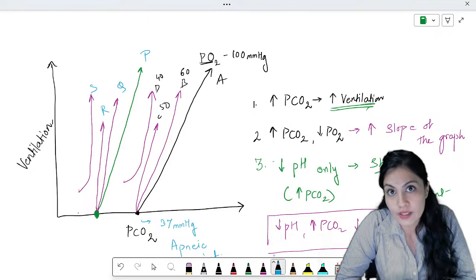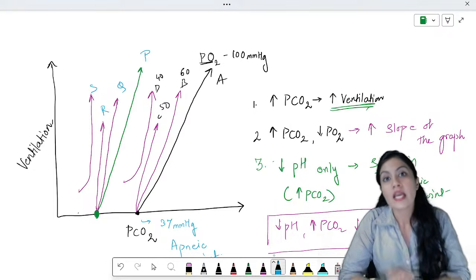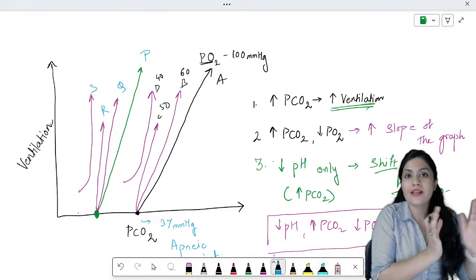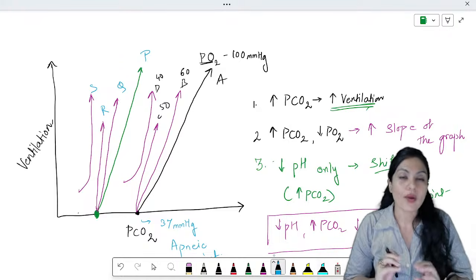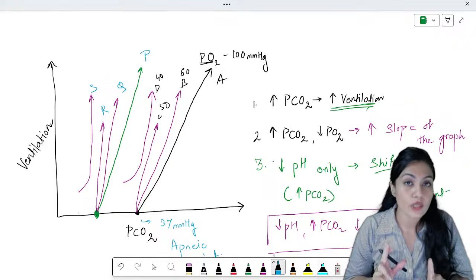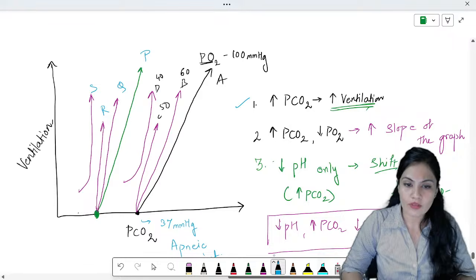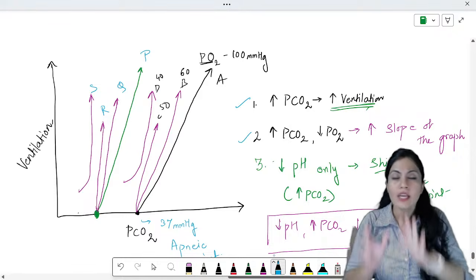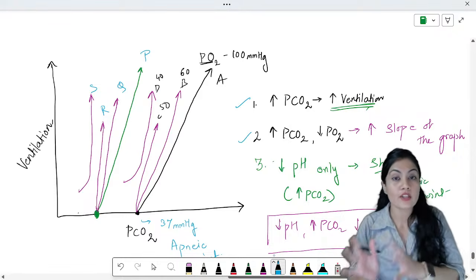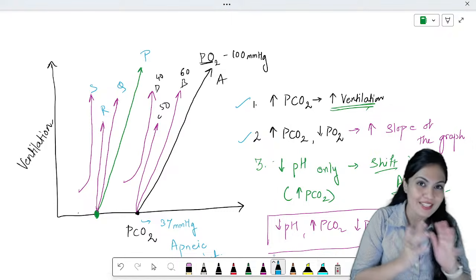Now what will happen? If there is hypoxia, hypercapnia with acidosis, everything is going to shift towards the left hand side. Just remember, whatever they have asked, if the question is mentioning acidosis, everything is going to be the same. The first point and second point, if you understood, everything is going to be same. It's just that it is going to shift towards the left if there is acidosis.